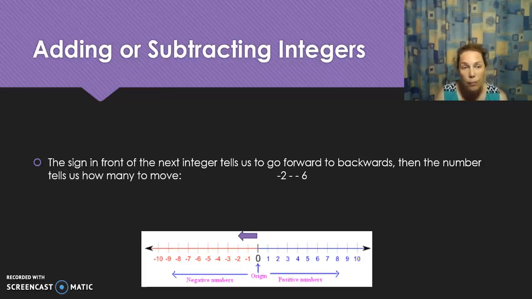The next term, the sign in front of the next integer, tells us whether to go forwards or backwards. And then the number tells us how many we have to move. So we're currently facing the minus end. And because we have to go -6, if we were to go forward, that would be moving in a positive direction, but we're going backwards in a negative step. So we actually have to take 6 steps backwards. So there we go, and we end up with 4. So -2 minus -6 gives us 4.